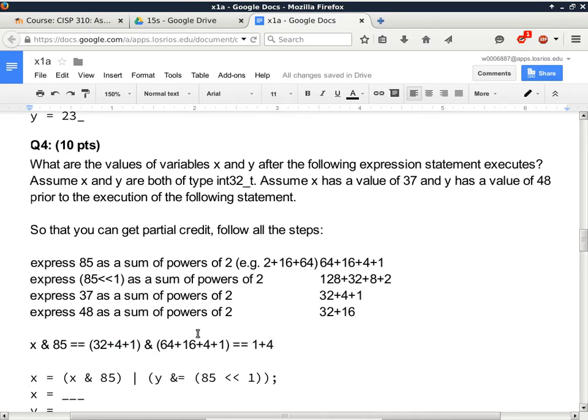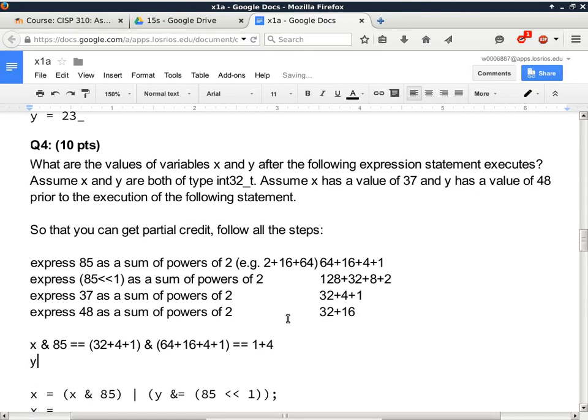Because 16 is only in one particular number, 32 is in the other number, and 64 is also only in the second number. So in this case, we only get to keep 1 and 4, which means this expression evaluates to just 5, okay? And then we do the same thing with the other one, which is Y ampersand 85 left shift by 1 bit.